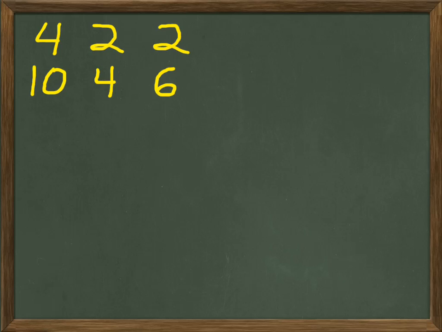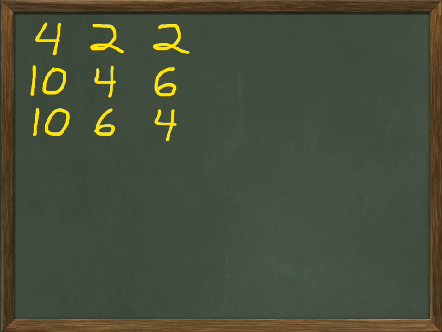Okay, the first one we're going to do here on our board is 4 less 2. How many are 4 less 2? Well, let's put that up here. 4 less 2 are 2, right? Yeah, of course. That's an easy one. Let's do something a little harder. How many are 10 less 4? 10 less 4 are 6, right? How about 10 less 6? 10 less 6 are 4.